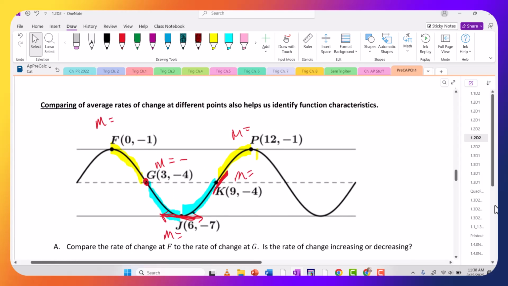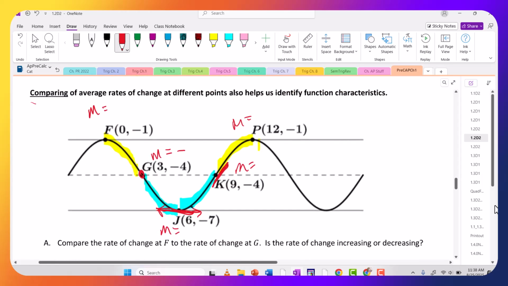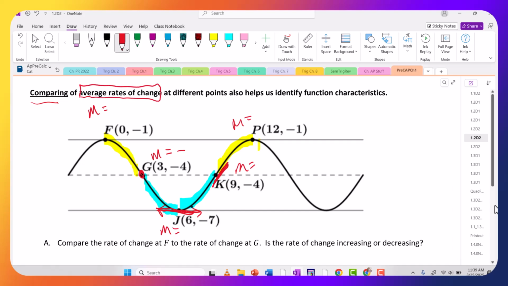Okay, so now we've got a different thing. Comparing the average rate of change at different points. What happens as I move along the graph? What happens to the rates of change? Now go ahead and get a marker out. Or no, I'm sorry, your highlighters. All I've done is highlight concavity. I've actually highlighted concavity here. What's the blue? What's the concavity of blue? Concave up or down? 3, 2, 1, go. Up. What's the yellow? Concave what? 3, 2, 1, go. Down.